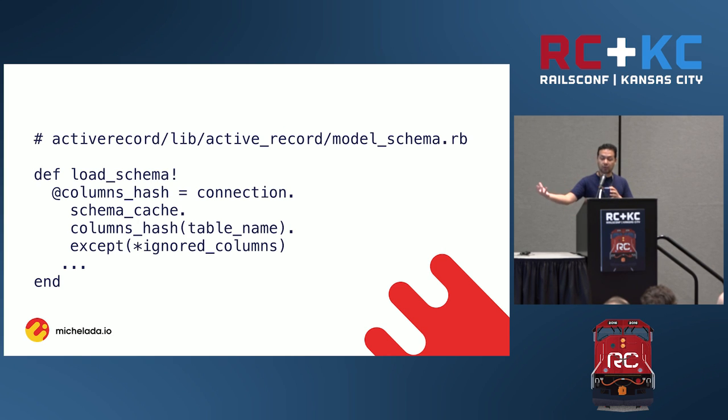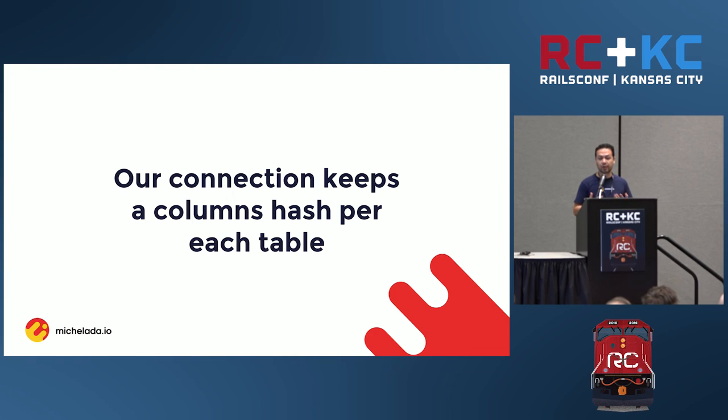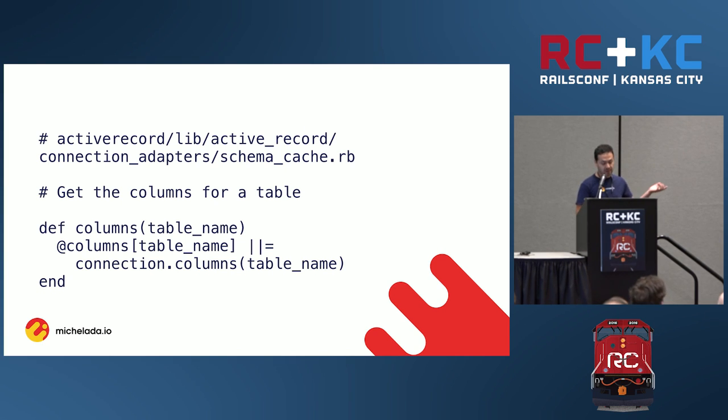ActiveRecord is going to pull the table schema, make a copy of that, cache it, and leave it ready for the next calls to these models. So it means that only the first time for each model are we going to make this kind of call. The connection is keeping a hash which contains all the attributes, all the schema for this specific model. In this piece of code, we're asking the hash to give us the schema for a specific table. If there is nothing in there, that's when the connection actually issues a query to the database.